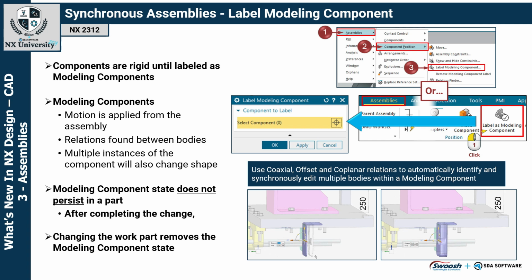So components are rigid until labeled as modeling components. For modeling components, the motion is applied from the assembly. Relations found between the bodies. So if you have one component that has a relationship with another component, the relationship is automatically found between those two bodies as long as there's an assembly constraint that's applied between those two bodies. And also multiple instances of the component will also change the shape.